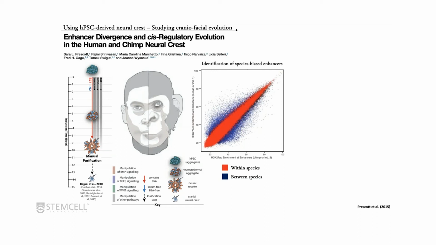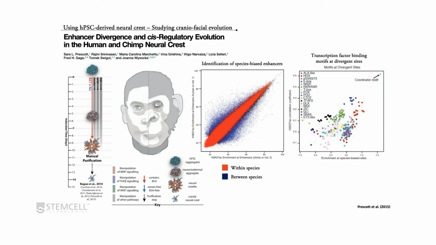So the first plot here shows a global comparison of enhancer activity in iPSC-derived cranial Neurocrest within species in red and between species in blue, and demonstrates that a substantial subset of enhancer elements exhibit species-specific bias. It's about 13%. In the second plot here, you can see that many of these enhancers contain binding motifs for Neurocrest-associated transcription factors.